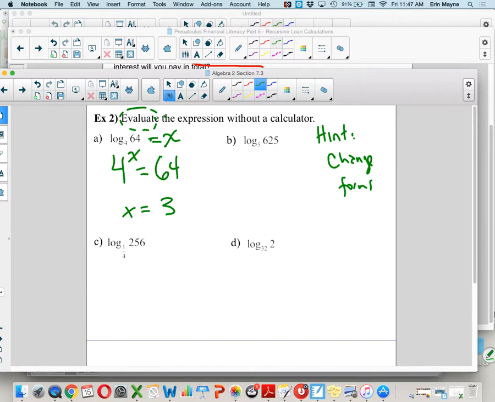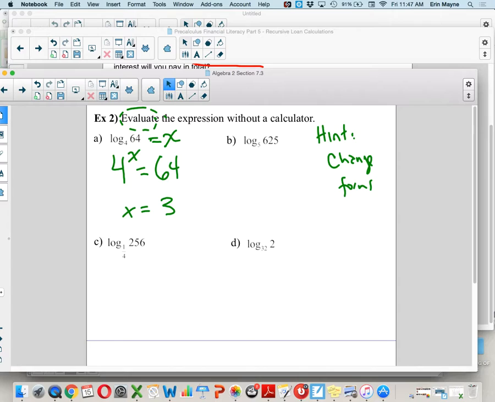Great. Okay. With someone right around you, will you please do B, C, and D? Now, you're going to start to get somewhat decent at these. But they do get harder quickly, obviously, than C and D.